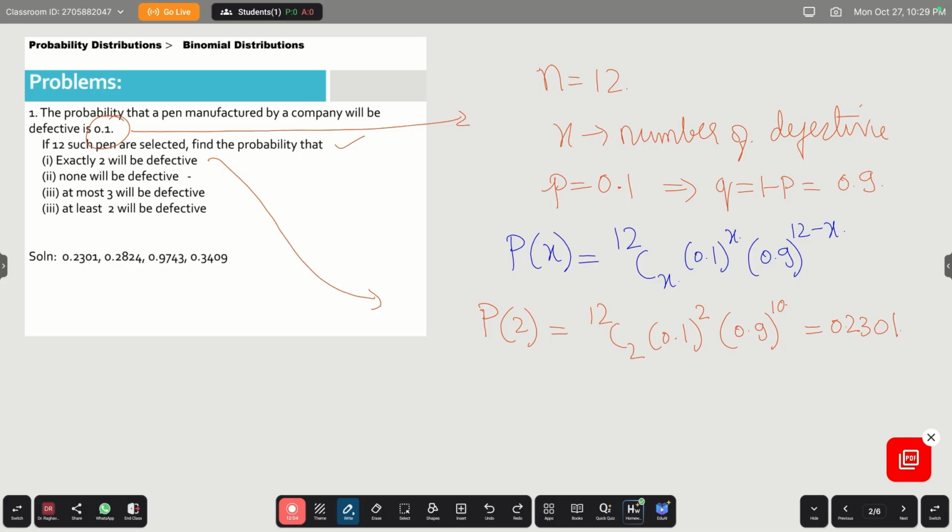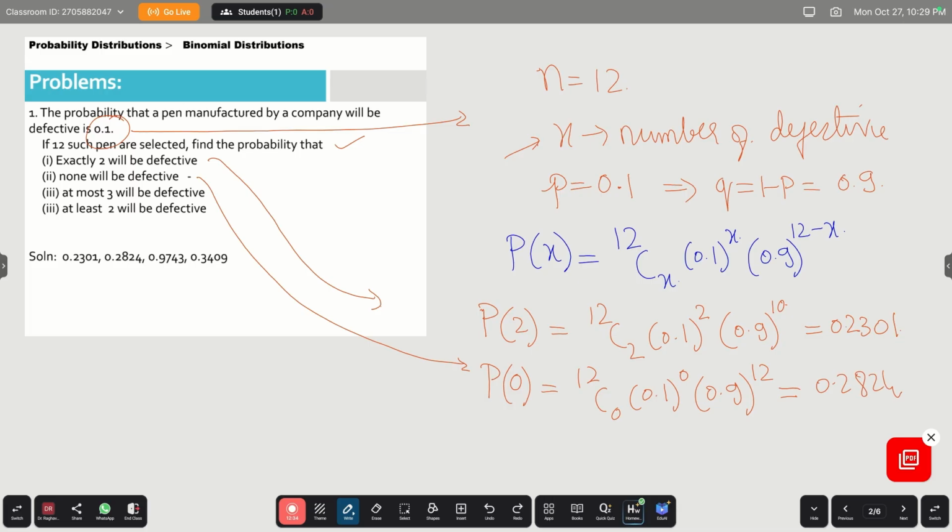Let me take the second question. None of them will be defective. So no pen will be defective. All the pens will be good. So probability of 0 defective. So x is the number of defective and x is 0 here. So this will be 12C0, 0.1 power 0 and 0.9 power 12 minus 0 is 12, which is equal to 0.2824. Okay.